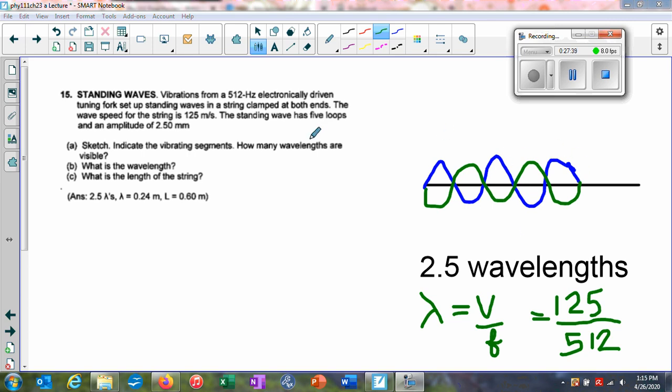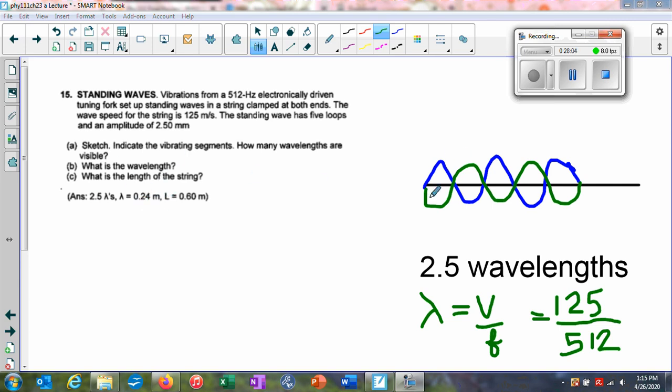1, 2, 3, 4, 5. 5 loops. What is the wavelength? Well, I know that the wavelength, through that wave equation, I can solve if I know the velocity and the frequency. Here I'm told it has a speed of 125 meters per second. 512 cycles per second. Per second cancels out, leaves me this unit of meters. When I round, I'll get 0.24.